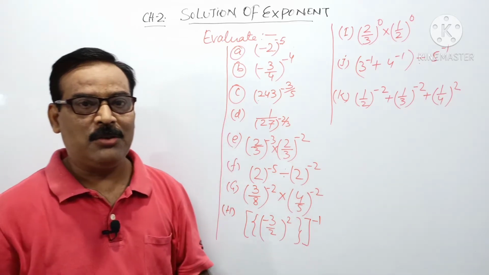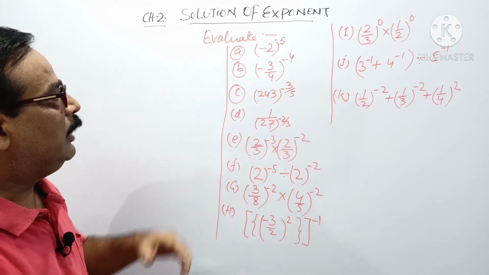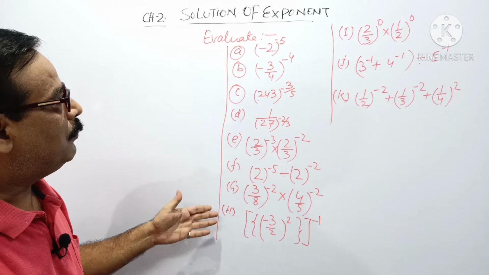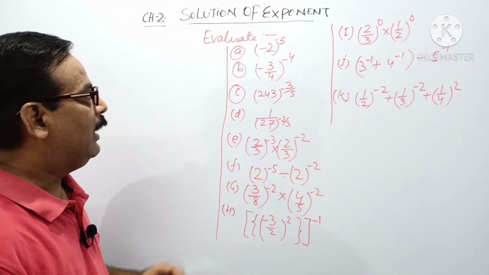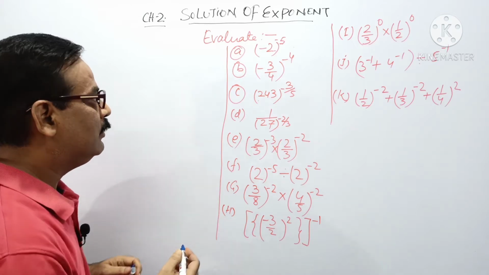So now I am going to solve. So let's start now. As you know, evaluate the exponent questions. There are following questions given here, and the first question is -2 to power -5.